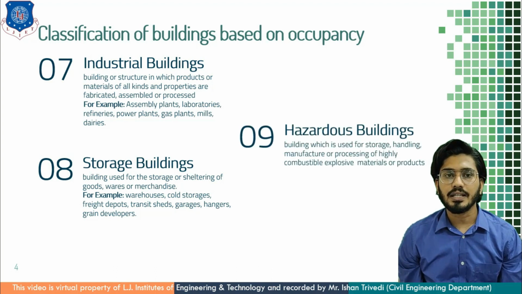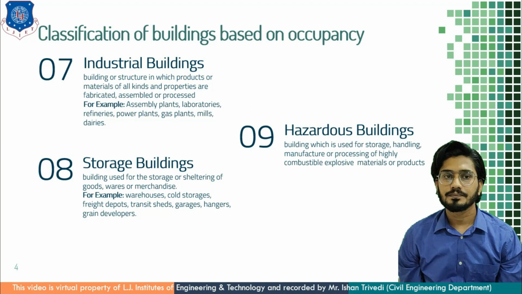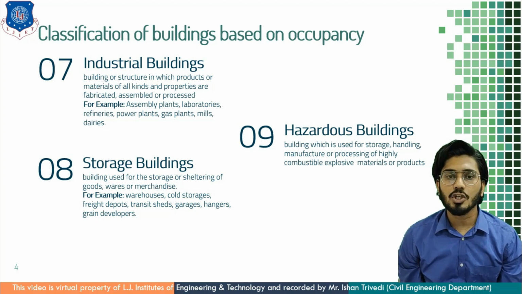Next is hazardous buildings. These shall include any building which is used for storage, handling, manufacture or processing of highly combustible or explosive materials or products which are liable to burn with extreme rapidity, or which may produce poisonous fumes or explosions. So these are the classifications of buildings based on occupancy.